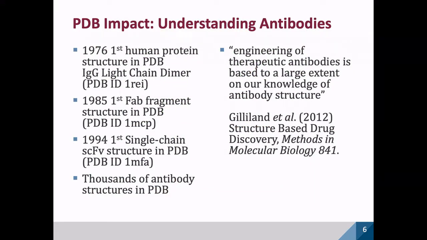The very first human structure that came into the Protein Data Bank was that of an IgG light chain dimer. It was a so-called Bence-Jones protein, purified from the urine of a patient with multiple myeloma. The first FAB fragment came into the archive in the mid-80s, and the first single chain FV structure came into the archive in 1994.